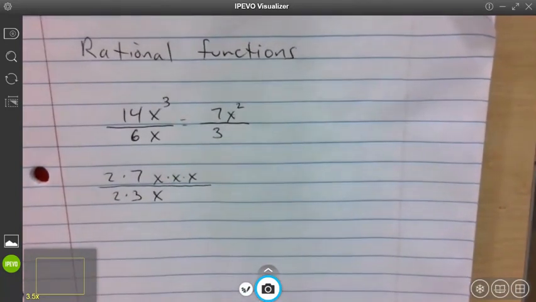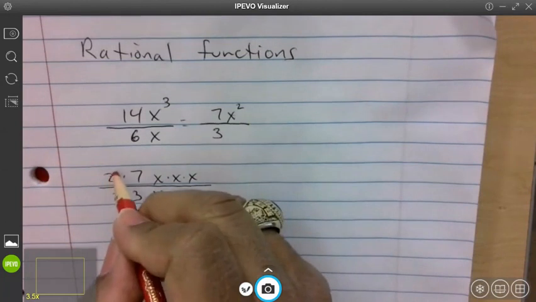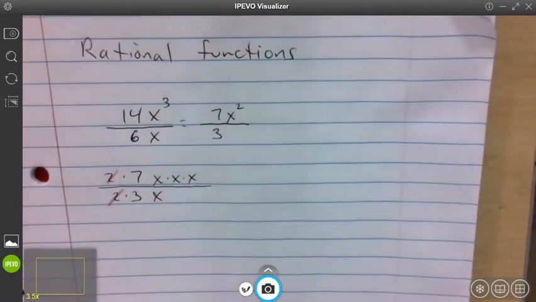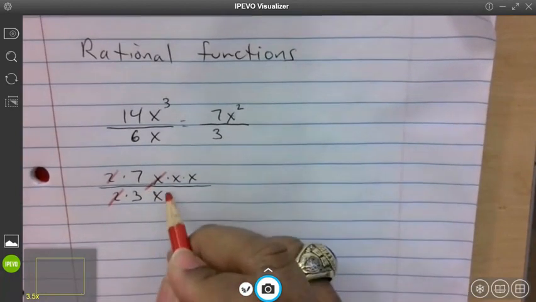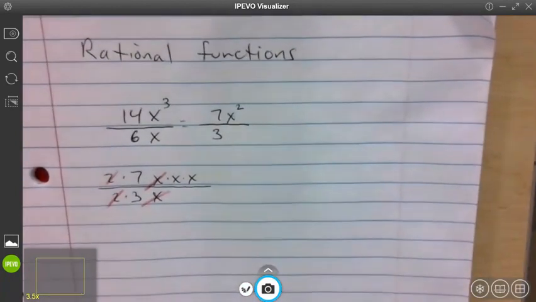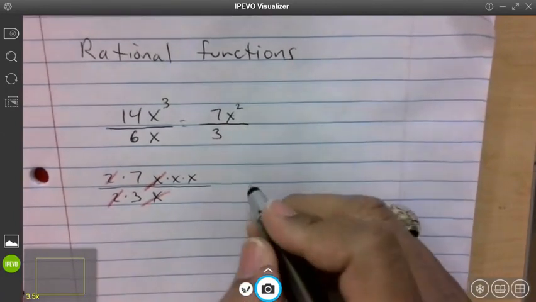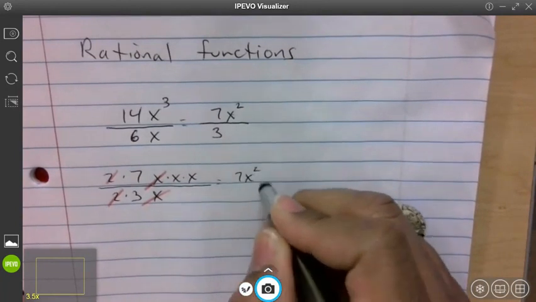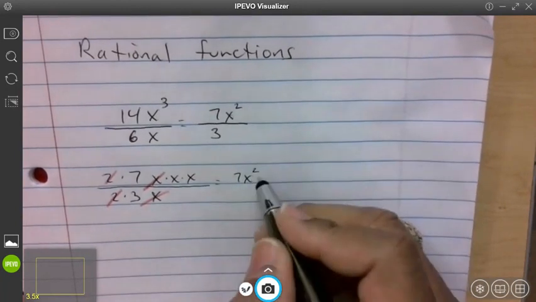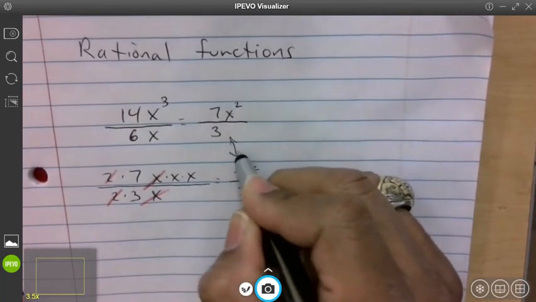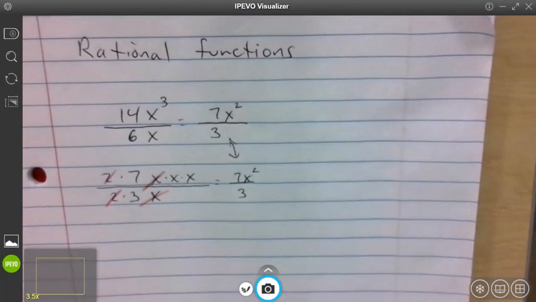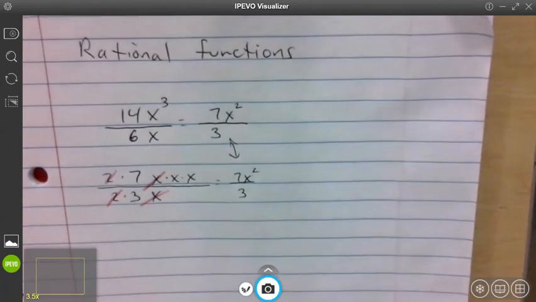When you write the long way, if you have anything that is alike on top and bottom, you can cancel those out. I have a 2 on top and 2 on the bottom, so I cross that out. I also have an x on top and on bottom, so I cancel those out. Whatever is left is your answer. So we have 7, 2 x's, that's the same thing as x squared, and on the bottom I'm left with just a 3. You still get the same thing. Once we get into the next steps, the long way will help you understand what we're talking about as far as canceling things out that are alike.